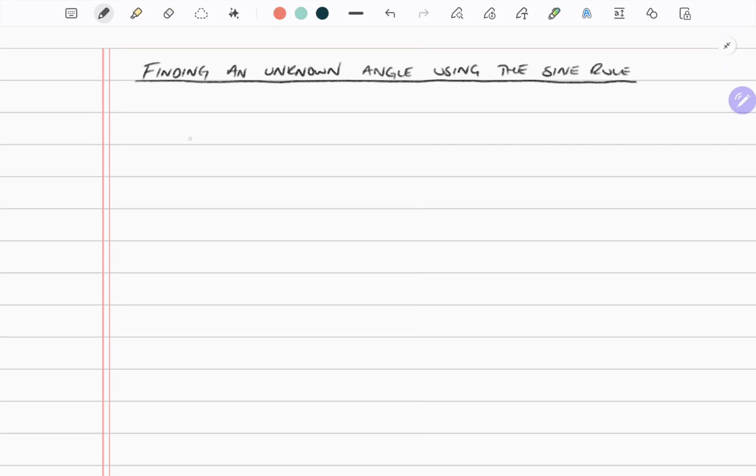So just have a little recap on the sine rule. We have a over sine A is equal to b over sine B is equal to c over sine C. So we're not working with right angled triangles, we're working with different triangles here.